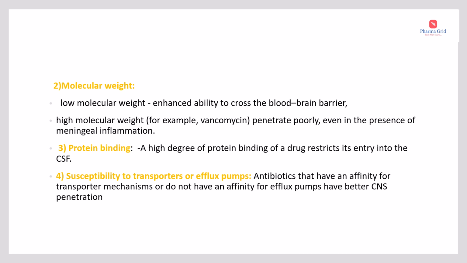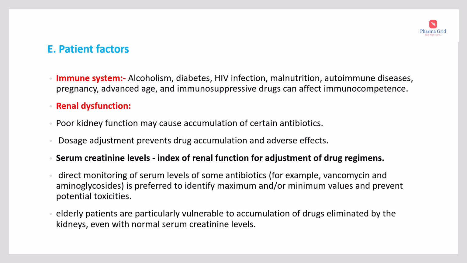And the next one is susceptibility to transporters or efflux pumps. Antibiotics that have an affinity for transporter mechanisms or do not have an affinity for efflux pumps have better CNS penetration. Now we will see about patient factors involved in the selection of an appropriate antibiotic. Under this, the first point is immune system: alcoholism, diabetes, HIV infection, malnutrition, autoimmune diseases, pregnancy, advanced age and immunosuppressive drugs can affect immunocompetence.